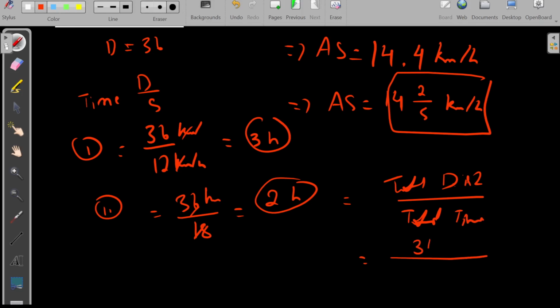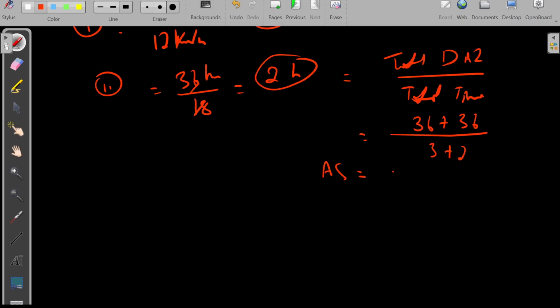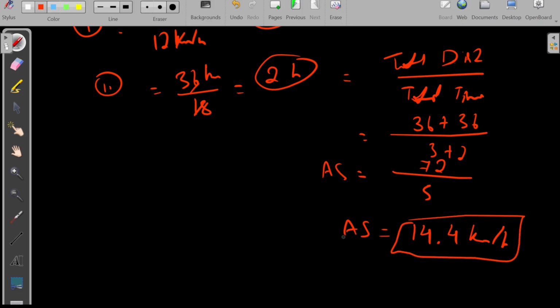So let's add our distance. 36 plus 36. Time will be 3 plus 2. So the average speed would equal to 36 plus 36 would equal to 72. 3 plus 2 would be 5. Now the average speed equal to 72 over 5, which is 14.4 kilometer an hour. So this is the average speed if the distance is given.